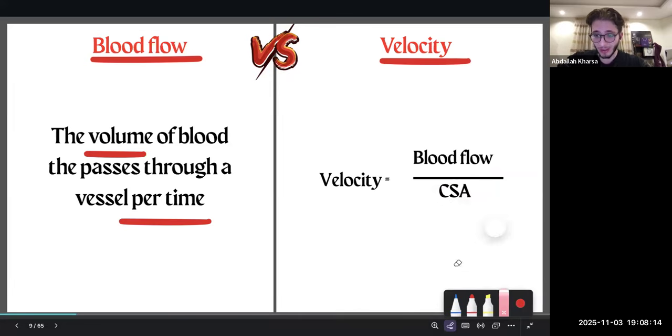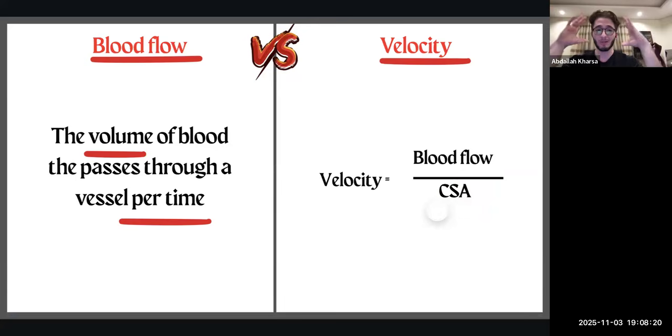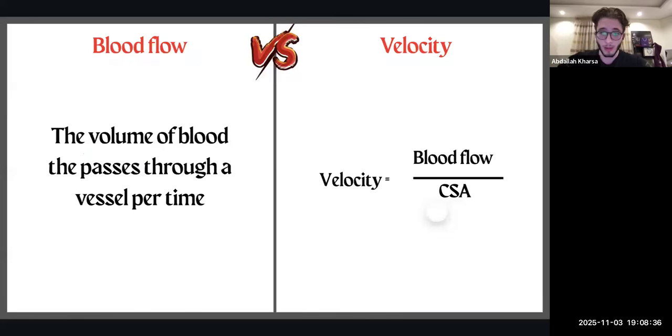Okay. I want you to remember that it's divided by the cross-section area. Because if you have a really big vessel, it's going to have a high blood flow because a lot of blood volume is passing through it. But it's going to have a lower velocity because its cross-sectional area is so high. Is that clear to everyone? Okay, we're going to move on.